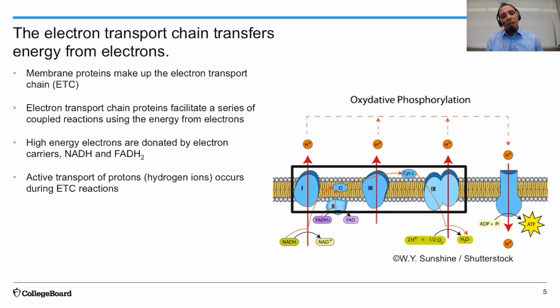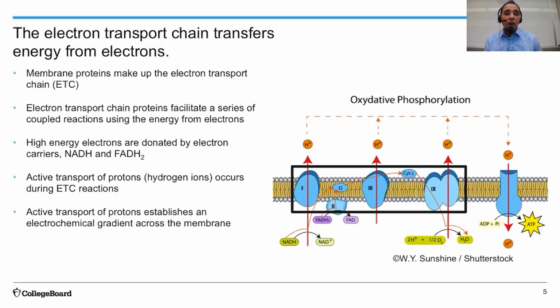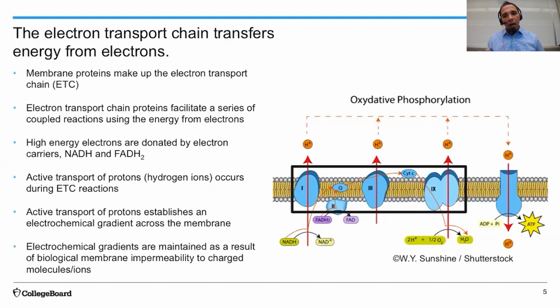What happens is the active transport of protons, those hydrogen ions, across the membrane during electron transport chain reactions, again trying to create that gradient. Active transport of protons establishes that electrochemical gradient across the membrane. Again, a lot going on here. Before I go to that last bullet, maybe draw the picture, maybe write some notes down.